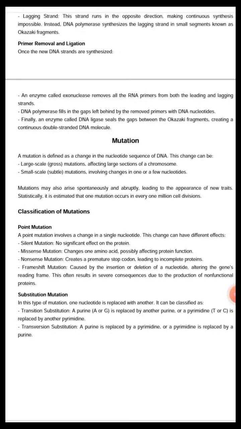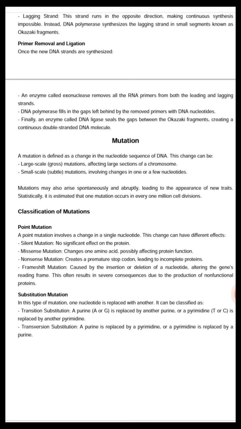So mutations may also arise spontaneously and abruptly, leading to the appearance of new traits. Statistically, it is estimated that one mutation occurs in every 1 million cell divisions. Normally, in every 1 million cell divisions, you have one mutation. So mutation can be classified into two examples. So we have the point mutation and the substitution mutation.